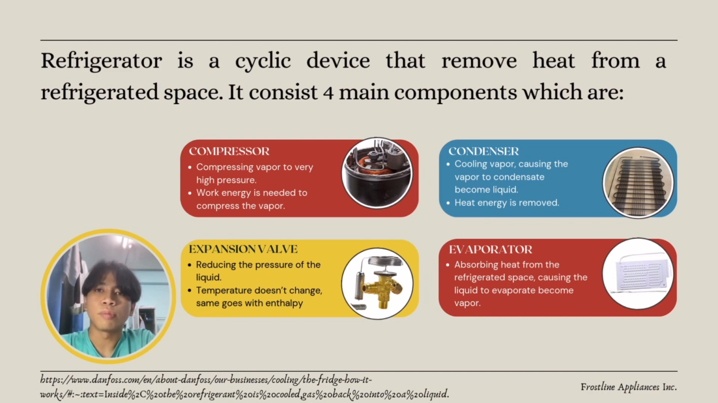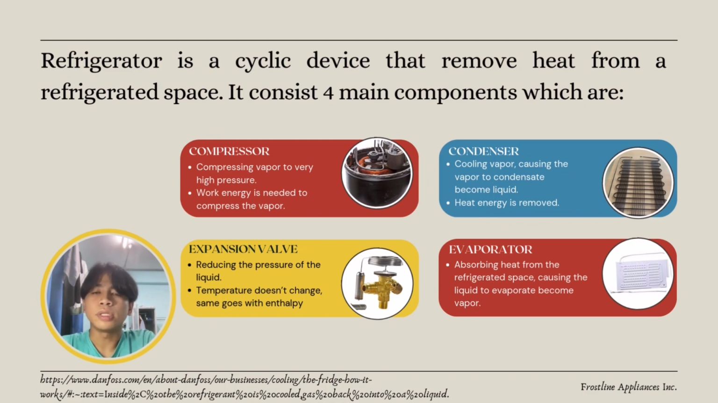The first one is the compressor, which compresses the vapor to very high pressure, and the compressor needs work energy from electric sources to compress the vapor. And then the second one is the condenser. The condenser will remove heat energy from the vapor, causing the vapor to condense to become liquid. And there's no electric or mechanical energy used in this component.